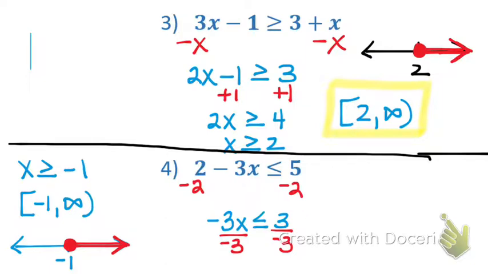Because we had to divide by negative, so you see how that was a less than sign? So I had to flip it and make it greater than. So if you divide or multiply by a negative, you have to flip the sign.